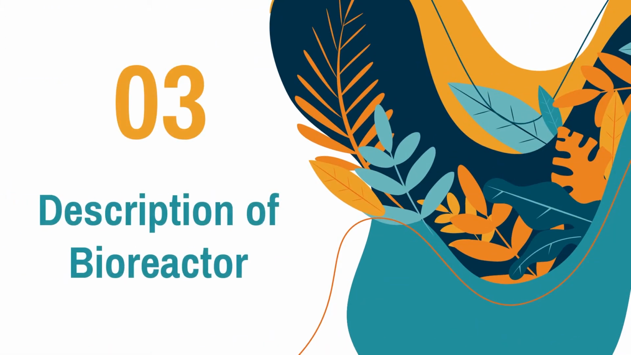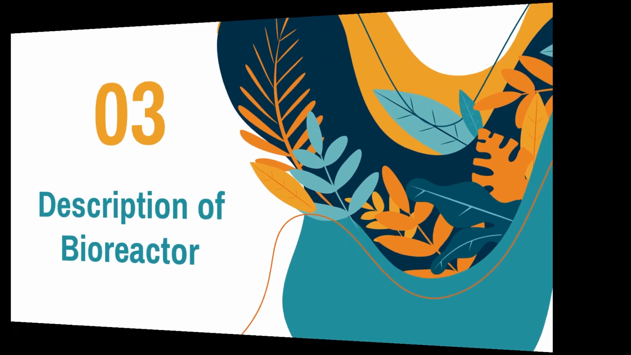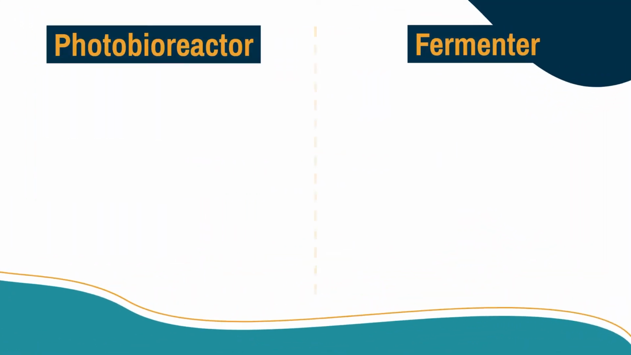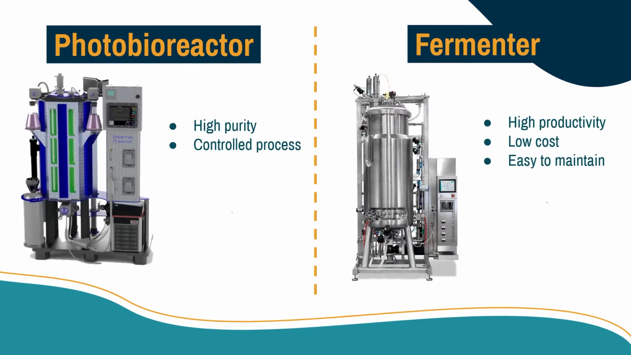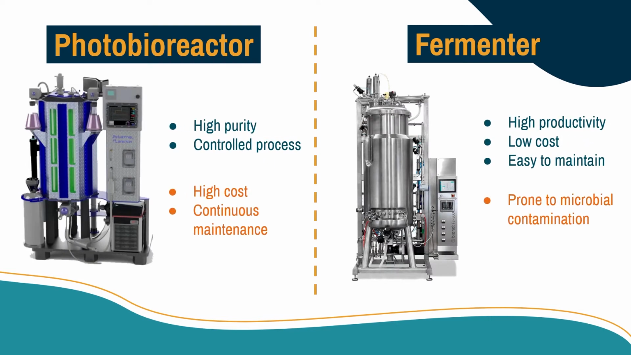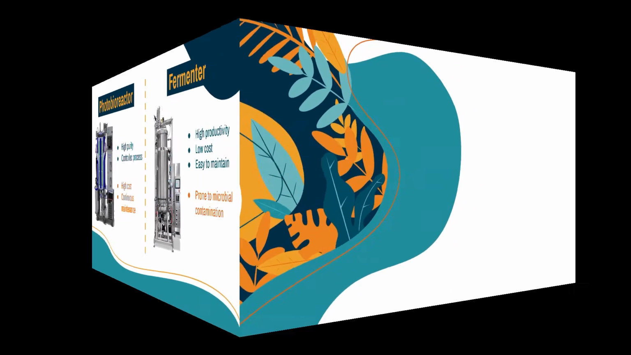After knowing the different properties microalgae species have, now we'll get to know the bioreactor used to grow the algae. Testing phototrophic and heterotrophic algae requires different reactors. Photobioreactor produces algal oil in high purity, but due to self-shading, it requires costly maintenance. In contrast, fermenter is more cost-effective, but it's prone to contamination, requiring additional steps to ensure product purity.